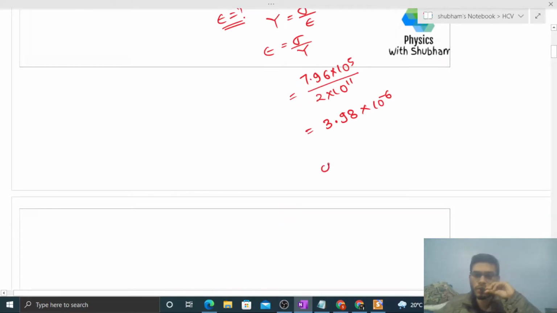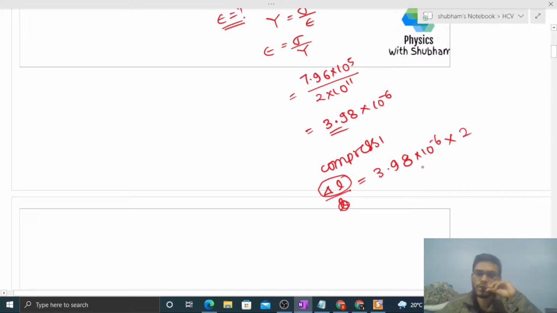Then how to find out compression? Compression कैसे find out करेंगे? This strain is change in length divided by original length, that is 3.98 into 10 raised to the power minus 6. So delta L, that is change in length, will be equal to this strain into original length, which is 2. So this value will be some 7.96 into 10 raised to the power minus 6 meter. So this is the value of compression in the metal cylinder.